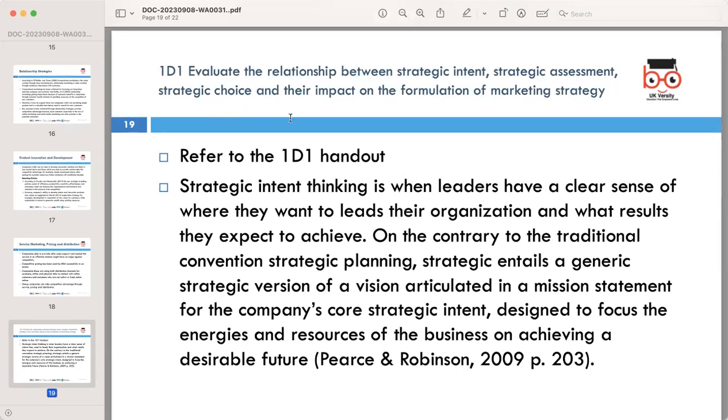Now he's talking about evaluating the relationship between strategic intent, strategic assessment, strategic choice, and their impact on the formulation of marketing strategy. Strategic intent involves having a clear vision of where an organization aims to lead and the results it expects to achieve. It differs from traditional strategic planning. Strategic intent can shape marketing strategies by providing a clear direction and long-term vision for the organization. It plays a vital role in aligning marketing strategies with the broader goals and vision of the organization.